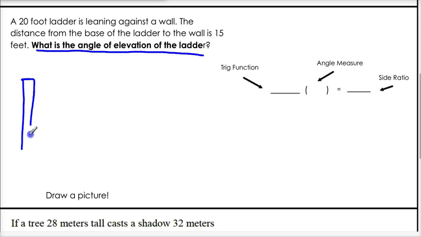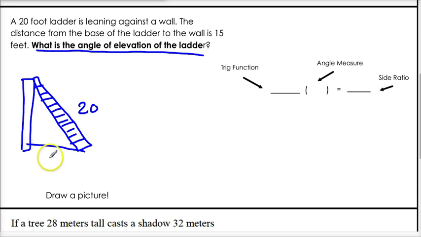We got a wall, right? And we got a ladder leaning against it. All right? This is so bad. I'm the worst artist. The worst. Please forgive me. So if you look here, this is my ladder. It is 20 feet. And it says the distance from the base of the ladder to the wall is 15 feet. Okay. We want to find the angle of elevation of the ladder.